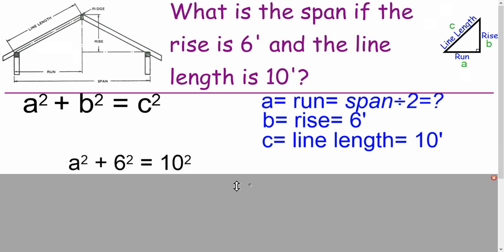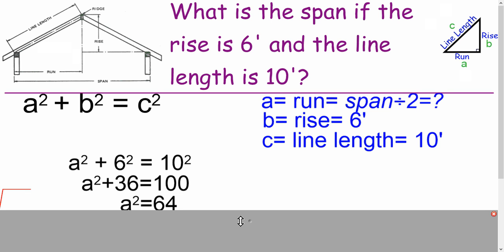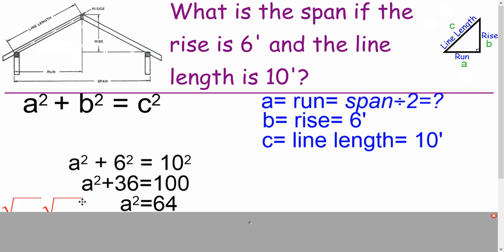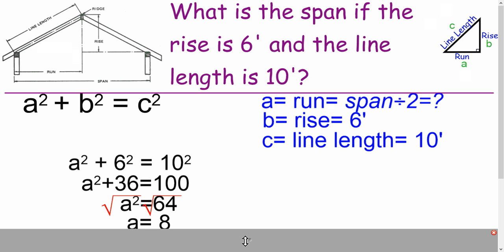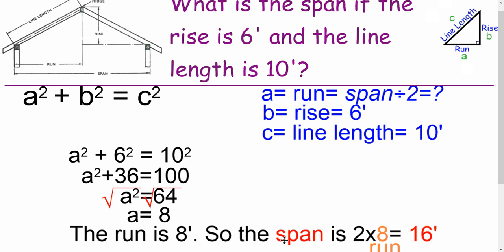So we're going to plug these into our equation. a is unknown, b is 6, and c is 10. So you get a squared plus 36, 6 times 6, 36, equals 100. We're going to subtract 36 from both sides, and we're going to get 64. Take the square root of 64, and you get 8. So a is 8. What that means is that the run is 8 feet.